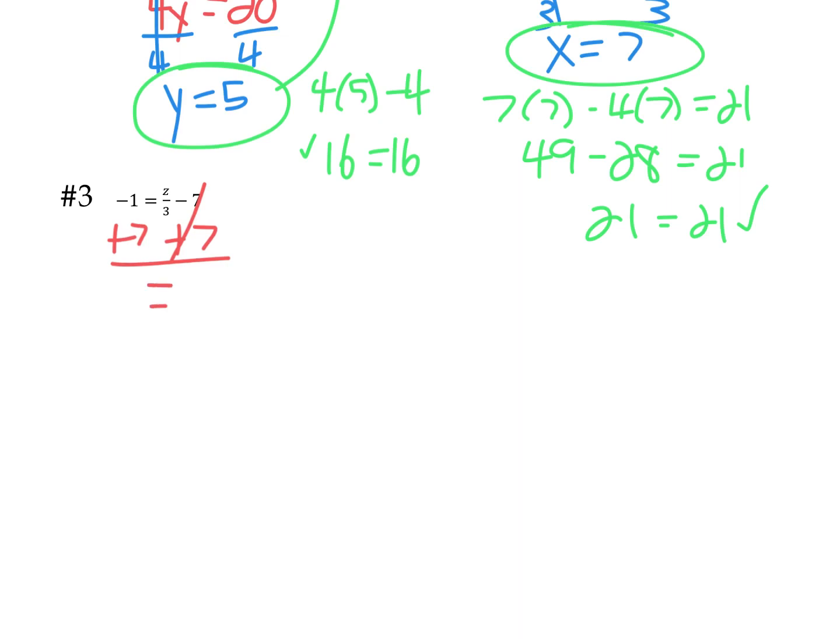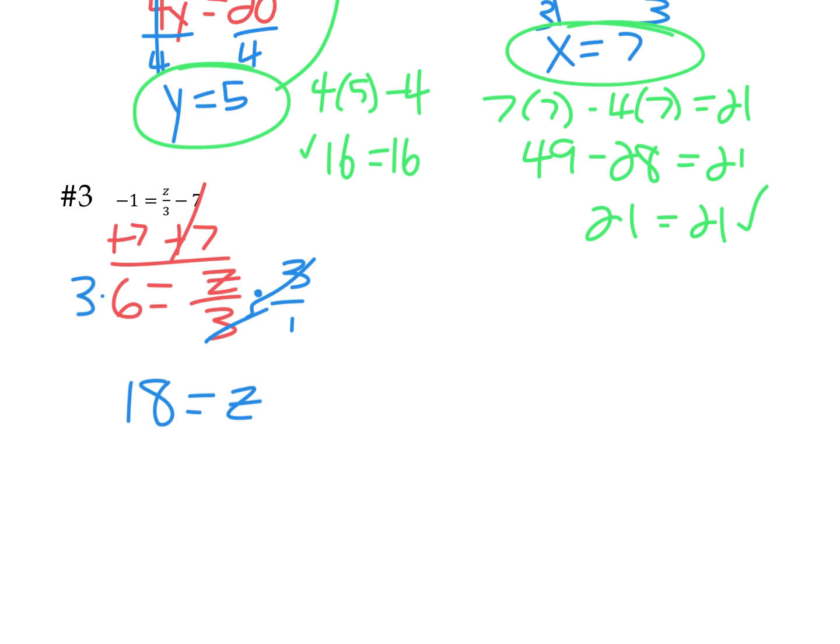On the left side, it's the same thing on both sides of the equal sign. Negative 1 plus 7 is 6 equals z over 3. Z over 3 is z divided by 3. So how do I cancel that out? I multiply by 3 on both sides, because that's like 3 over 1. Those cancel out, and that would give me just z by itself, and 3 times 6 is 18.